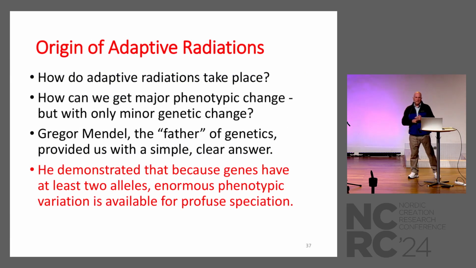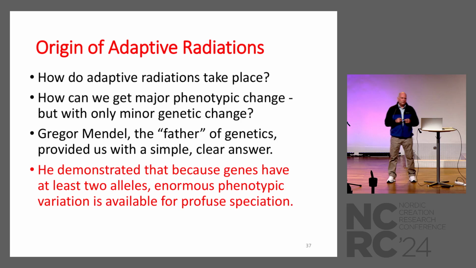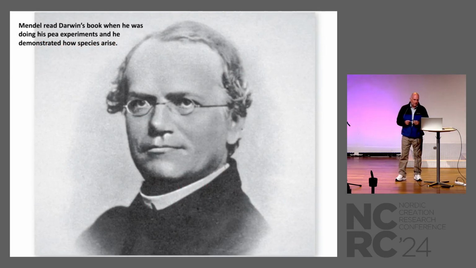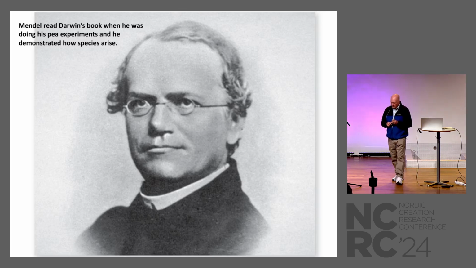So how do adaptive radiations take place? How can we get major phenotypic change, but with only minor genetic change? Gregor Mendel, the father of genetics, provided us with a simple, clear answer. He demonstrated that because genes have at least 2 alleles, enormous phenotypic variation is available for profuse speciation. So here's Mendel, and he wasn't a monk, he was a friar. Very important difference. Friars, they still took a vow of celibacy, but they got involved in the community and tried to help folks rather than retreating into a monastery.